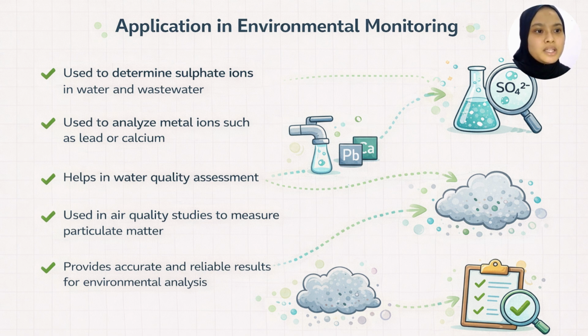Gravimetric analysis is widely used in environmental monitoring. It can determine sulfate ions in water and wastewater, which helps us check water quality. It is also used to analyze metal ions like lead or calcium in water or other samples. This method is important for assessing overall water quality. In addition, it can be applied in air quality studies to measure particulate matter in the air. Overall, gravimetric analysis provides accurate and reliable results, making it a valuable tool for environmental studies.